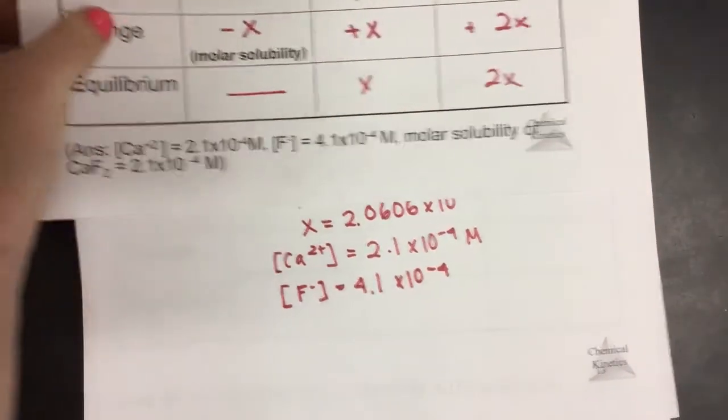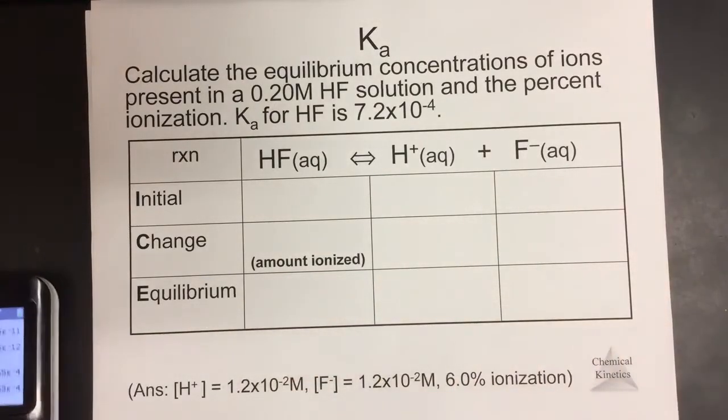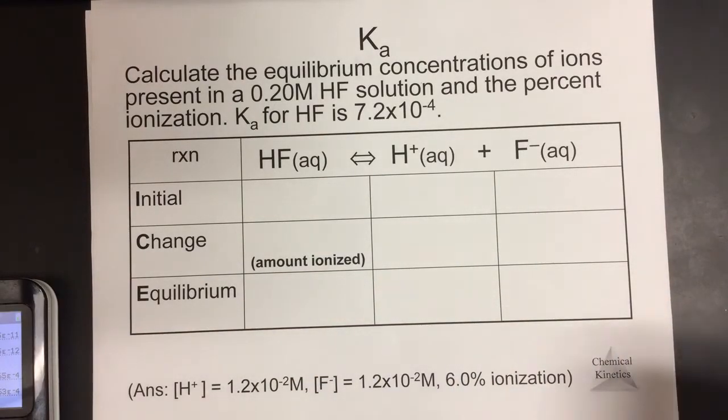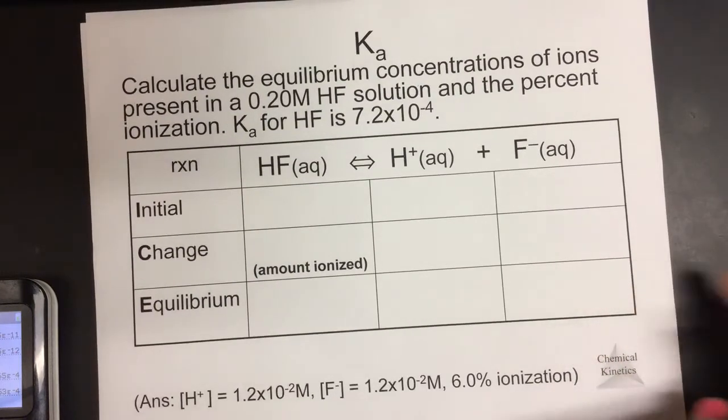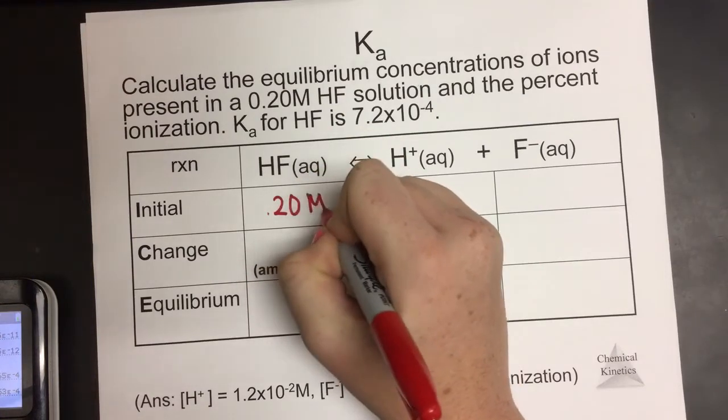Okay, so now on to a Ka example problem. Calculate the equilibrium concentration of ions present in a 0.2 molar HF solution and the percent ionization. The Ka for HF is 7.2 times 10 to the negative 4th. And so from this given information, you're able to figure out that the initial concentration of HF is 0.20 molar.